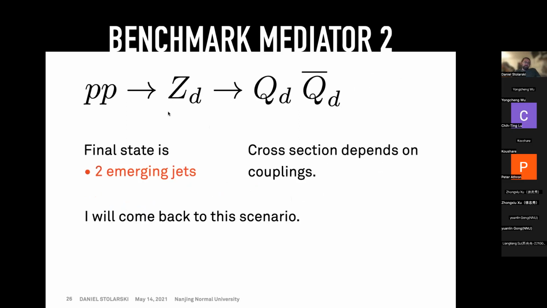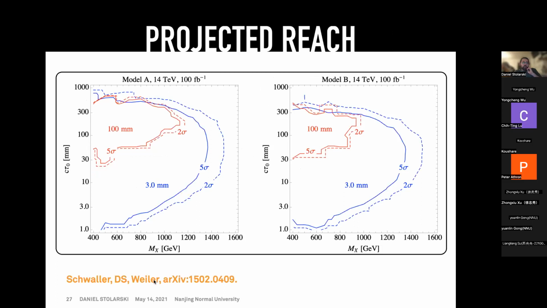There's also this Z dark mediator. In this case, you don't get the additional standard model jets. The final state is only the two emerging jets, and the cross section depends on these couplings, which are free parameters. So it's not fixed like the other one. I'm going to spend a while talking about benchmark 1, and then I'm going to come back to benchmark 2 in a bit.